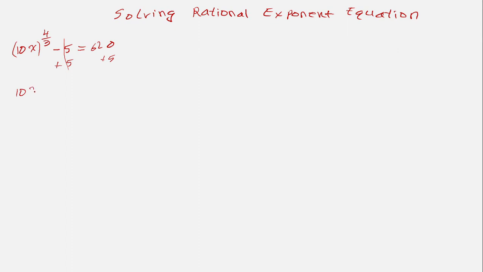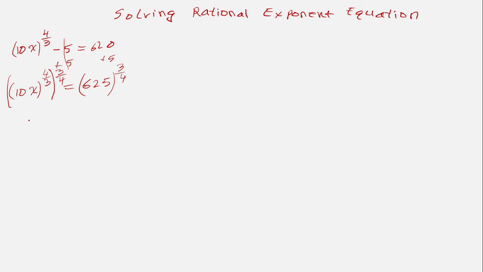So what we have here is 10x to 4/3 equals 625. Now, since we have the rational exponent term by itself, all we need to do is raise it to the reciprocal power, 3/4. So reciprocal power is simply just this fraction flipped over. And then as always, whatever we did to one side, we need to do to the other. So we raise this one to 3/4 as well.